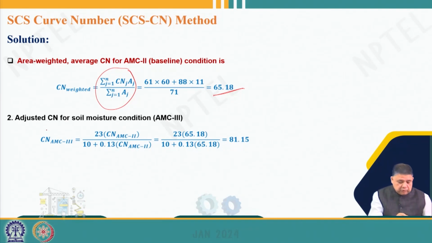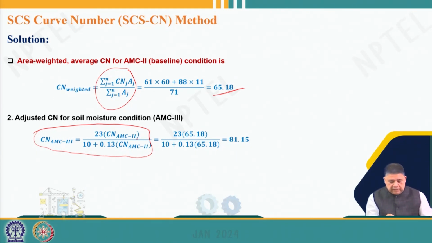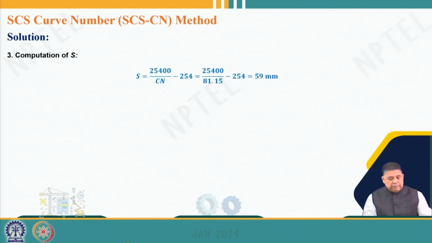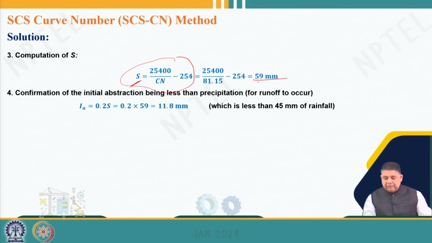So, that means we have to use either the conversion table or this relationship which relates the curve number for AMC3 to the curve number for AMC2. By putting the curve number for AMC2 condition here, we can get the curve number for AMC3 condition, 81.15. And then of course, the S value can be calculated using this standard relationship because we know the curve number. So, the value comes out to be 59 millimeters. And of course, this IA equal to 0.2S is 11.8 mm.